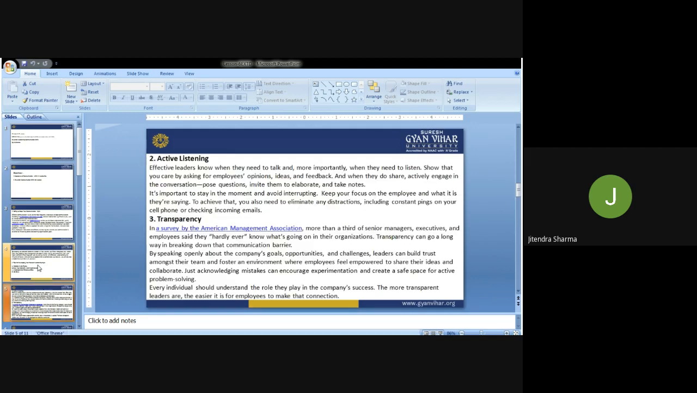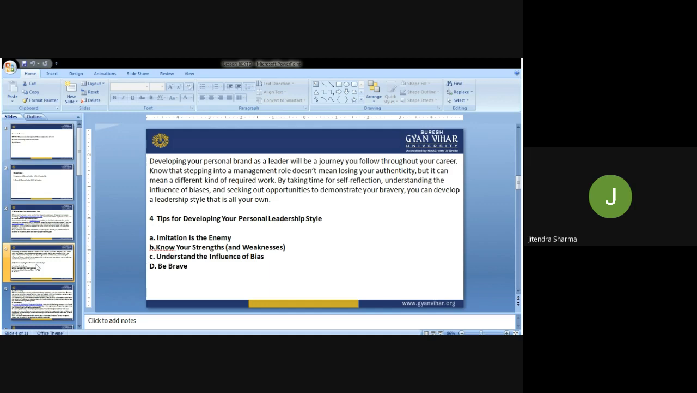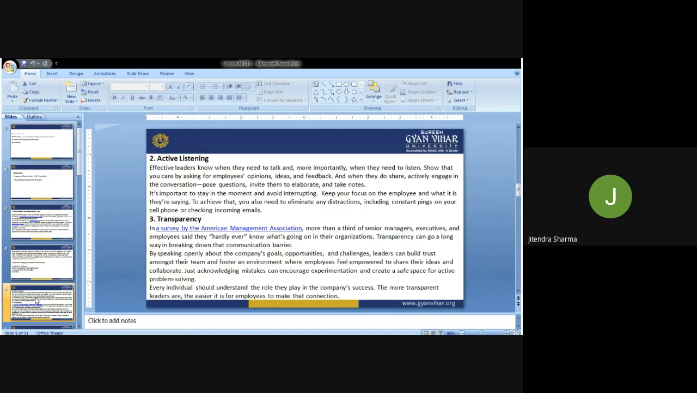Then after that, the first one was the ability to adapt communication style. Then we have discussed the four tips of becoming a good leader. And then the second one, active listening.